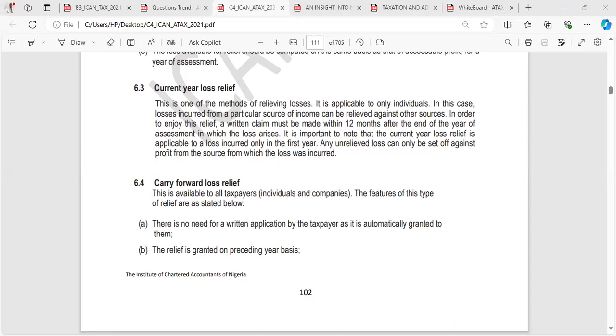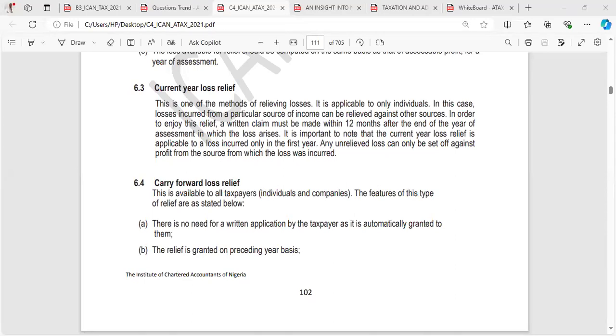And we said it is only available to individuals. It is also important to note that current year loss is applicable to loss incurred in the first year only. So it means that if an individual made a loss, the first time that loss is incurred is the only time that it can be relieved as a current year loss.